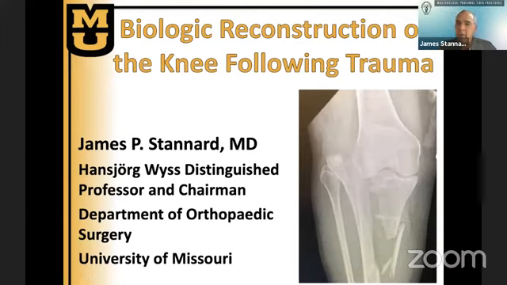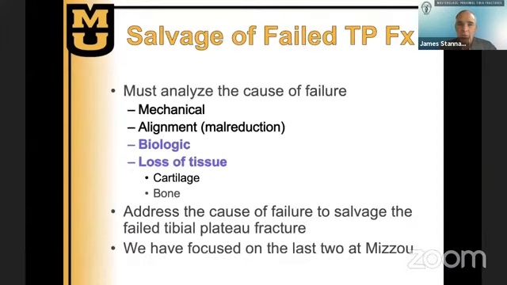I've been asked to do a very quick talk on the topic that I shared with you all when I was there last year. If you didn't see those, some of this may not make sense because I don't have enough time to really go through the basic science story of how we got here. But when I have a failed tibial plateau fracture, I feel you need to analyze why it failed. Is it mechanical? Was it a malreduction? Or is it a biologic problem where you lost significant cartilage or bone and you need to address that? We have focused on those last two areas at Missouri, both in research and now with some innovative clinical approaches.